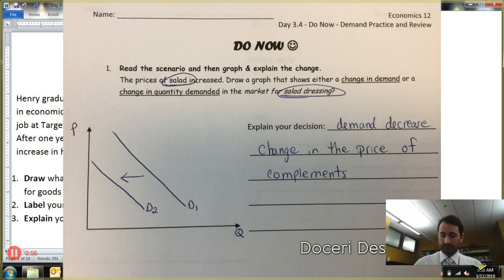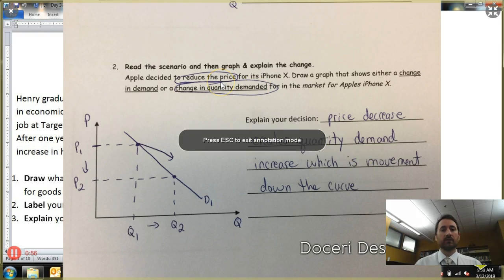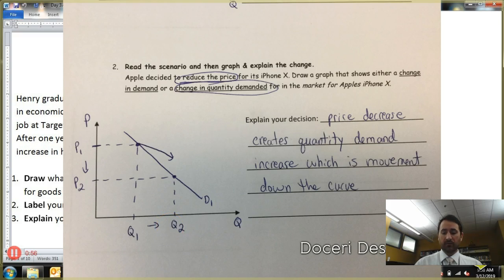For number 2, looks a little bit different. We're working with just one product. Price goes down, so that's a change in quantity demanded, and so we can illustrate that price decrease, quantity demand increase, and movement down the curve. Remember, movement down the curve is actually a quantity demand increase. So take a moment, make sure you got both of those correct and that you understand them.